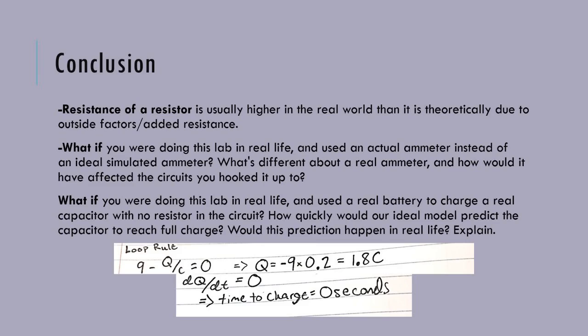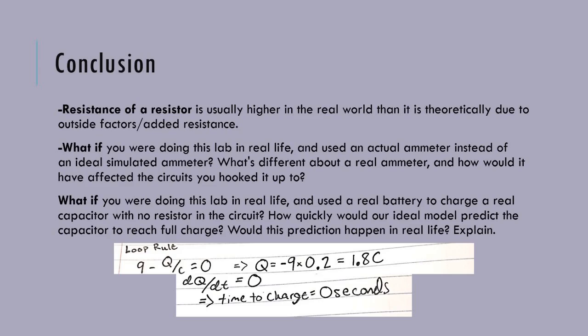So I found in this lab that the resistance of a resistor is usually higher in the real world than it is theoretically due to outside factors or resistance from the wire that's neglected in theory. If I did this lab in real life and used an actual ammeter, the ammeter would likely have a higher resistance than in theory, and the current would be lower than expected because of it.